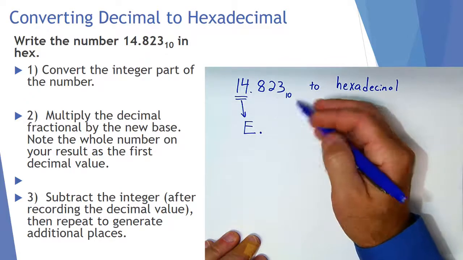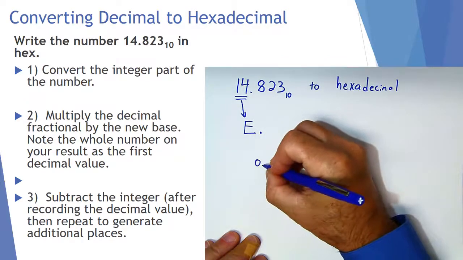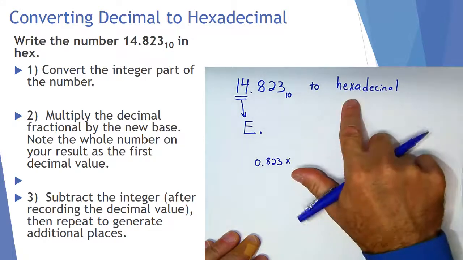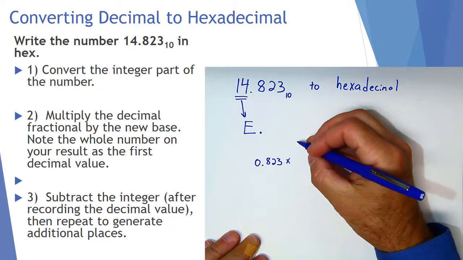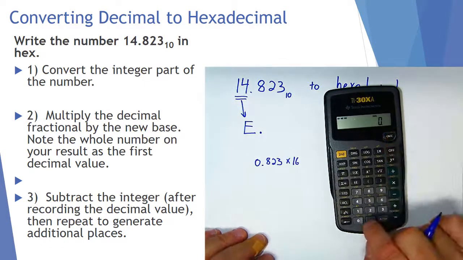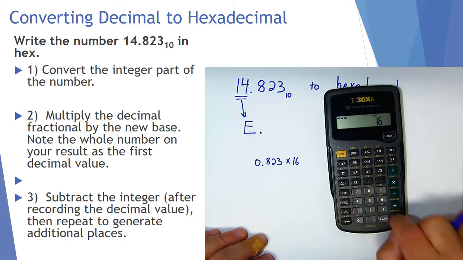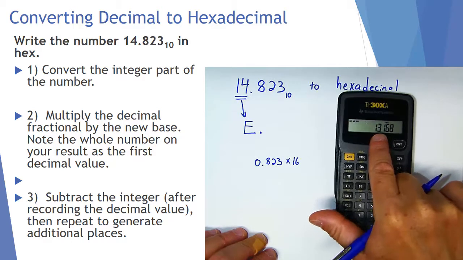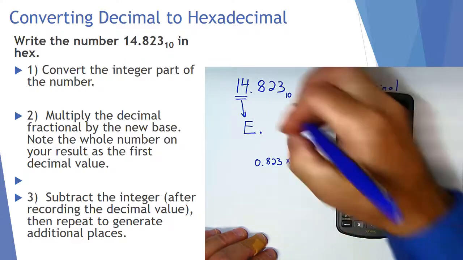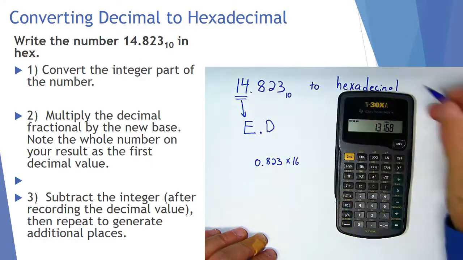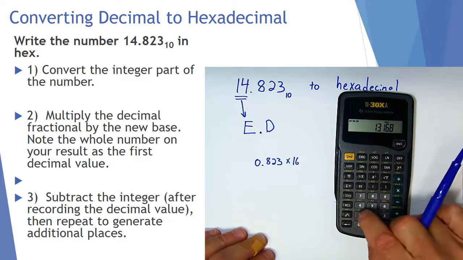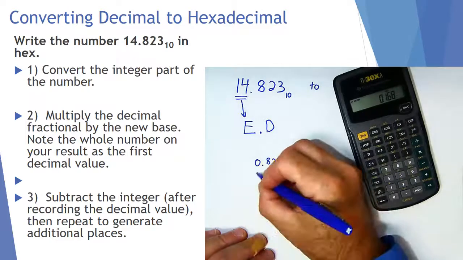So we're going to do the same thing we did with binary. We're going to take our decimal part of the number, 0.823, and we're going to multiply it, not by 2. We're going to hex here, so we're going to multiply this by 16. So if you do that on your calculator, 0.823 times 16, and we're left with a 13. Now, that 13 is our next digit, but of course we're in hex, so we don't want to call 13 13. 13 is represented by D. So our first digit to the right of our hex point is D. Now we'll subtract that off, and we get 0.168.